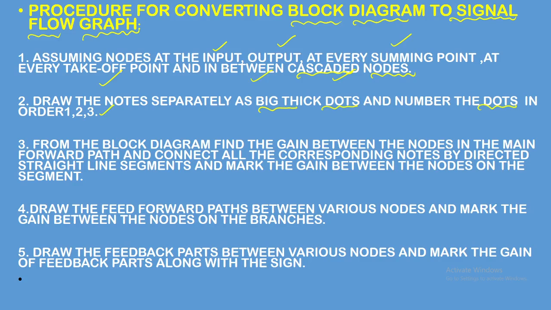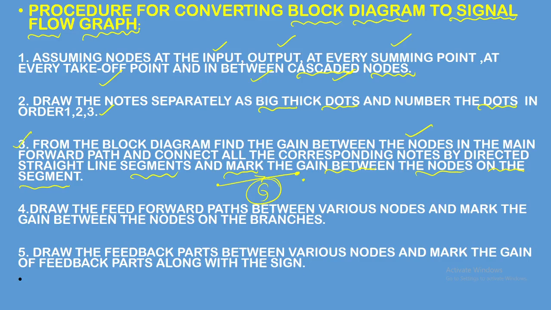After that, from the block diagram, find the gain between the nodes in the main forward path and connect all the corresponding nodes by directed straight line segments, and mark the gain between the nodes on the segment. So after identifying the nodes, you have to draw the straight lines with the gain. That is what it is saying, that you have to mark each gain from one node to another node. That is the third step you have to do.